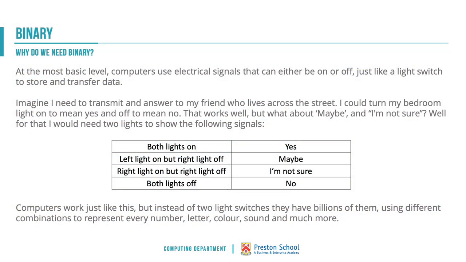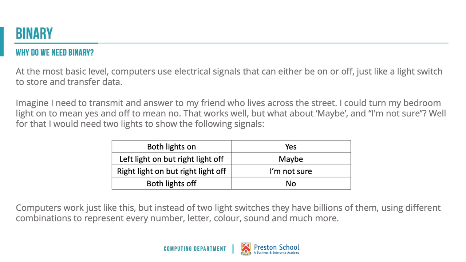So at the most basic level, computers are electrical devices, and all they really understand is electricity flowing or not. Well, if they're that simple, how do they represent songs and movies and pictures and all of the things that we look at on a computer on a daily basis? Well, let's think about a light switch in our house and how I could use a light switch to transmit data. Imagine you have a friend that lives in the house opposite you on a street and you want to transmit some data to your friend.